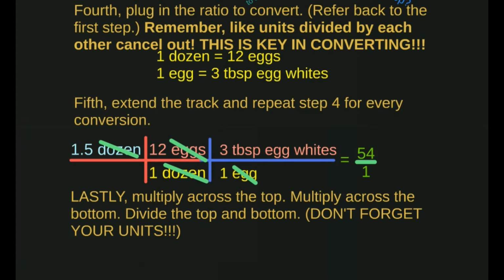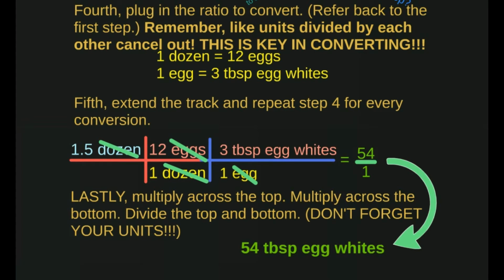What units are pulled along? None of these that are crossed out. Only the unit that the question asked for, so it's going to be 54 egg white. And so 54 divided by 1 is what? 54. Yes, 54 tablespoons of egg whites.